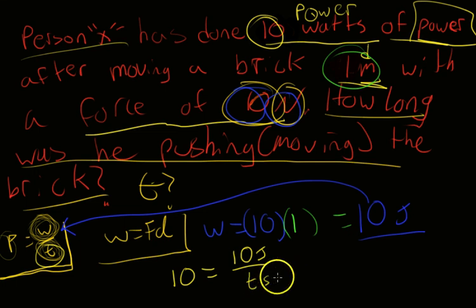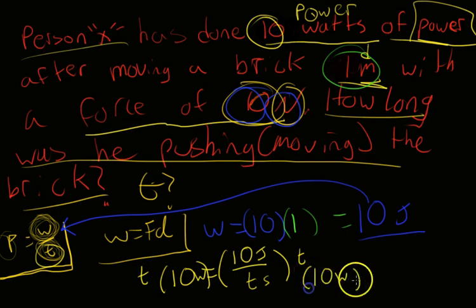Now look at this equation. It's so simple, right? 10 watts is equal to 10 joules over T seconds. Well, I hope you've done it in your head, and I hope you know that it's 1 second. But I'll show you some algebra just to clear it up. Multiply both sides of the equation by T, and you get 10 watts times T is equal to 10 joules, so you know that T is equal to 1 second.